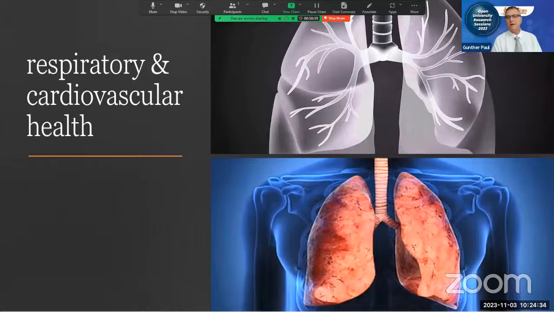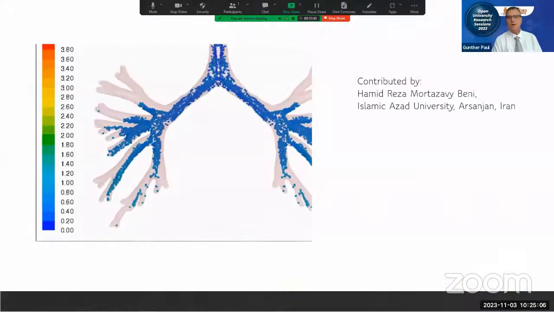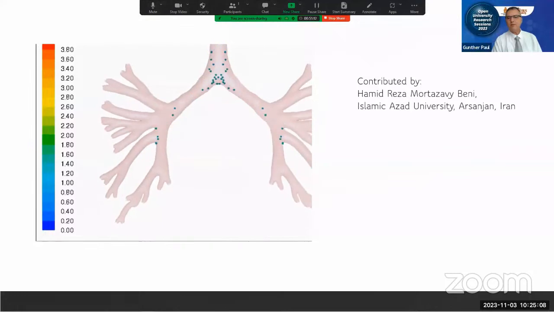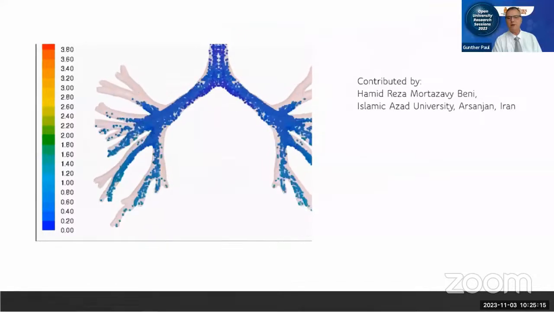Which takes us to what happens next once aerosols have been inhaled. While we studied respiratory and cardiovascular health as a result of COVID-19, this work really started years before when investigating respiratory health of coal mine workers, a disease which is commonly referred to as black lung or coal worker pneumoconiosis. Those simulations have been provided by Hamid Reza Modus Avibeni from the Islamic Azad University in Iran.